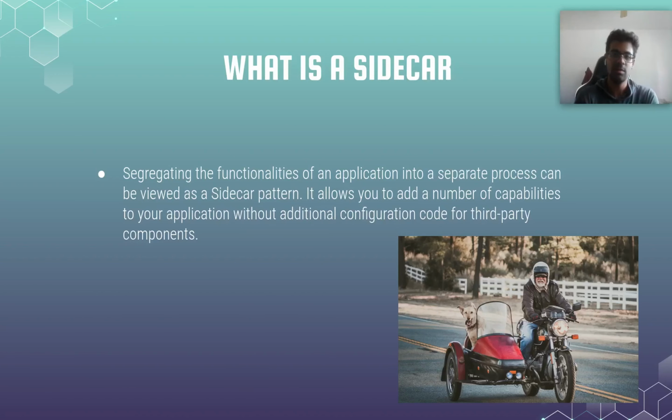So I'm going to talk about what a sidecar is. The sidecar pattern can be viewed as segregating the functionalities of an application into a separate process. It allows you to add a number of capabilities to your application without additional configuration code for third-party components. And as you can see in the image below, as the sidecar is attached to a motorcycle, in software architecture, the sidecar is attached to your application and it can extend the functionalities of the application.